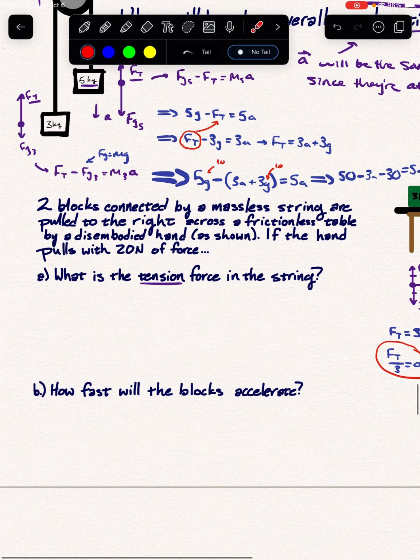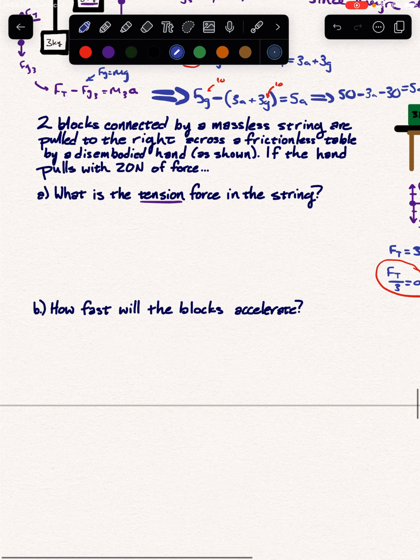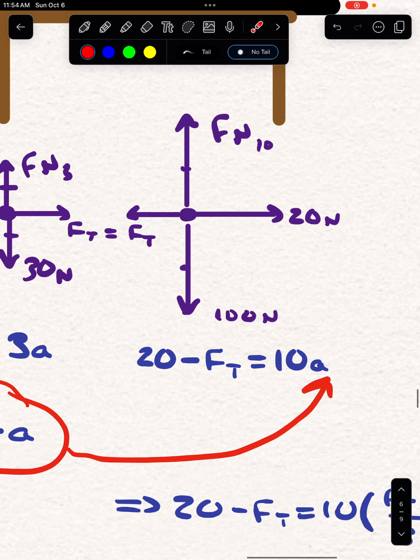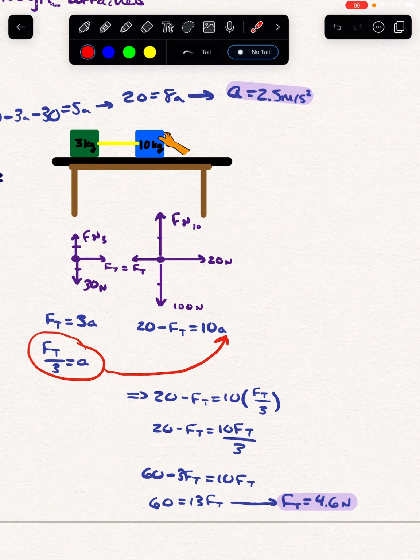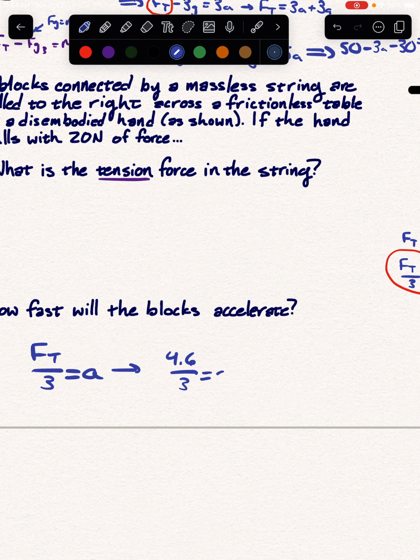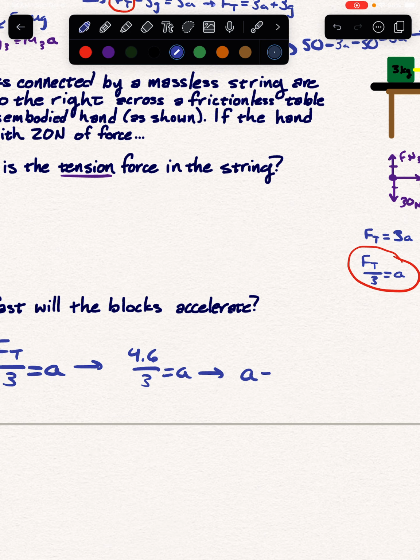Okay, so then at the very end, how fast will the blocks accelerate? Well, this is actually really easy now because I know from before I said Ft over 3 is going to be equal to A. I could also plug it into this bigger equation over here, but that's a little bit more work, so just make it easier on yourself. So the force of tension was 4.6 divided by 3 is equal to A. So the acceleration of the system and the acceleration of both blocks is going to be 1.54 meters per second squared. And that's that for this question.